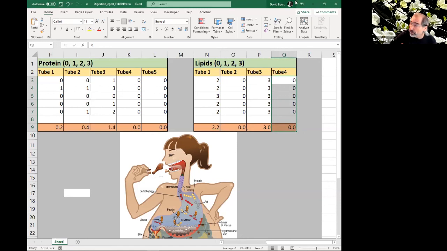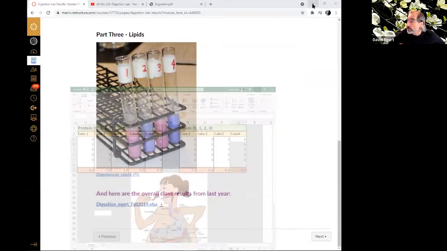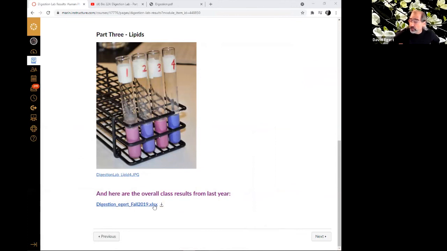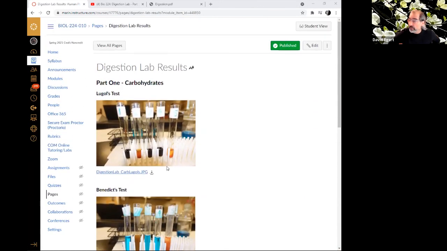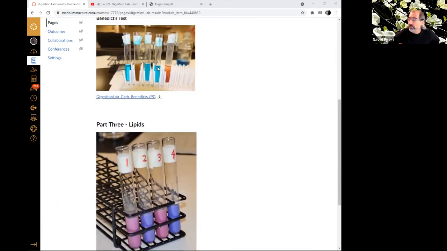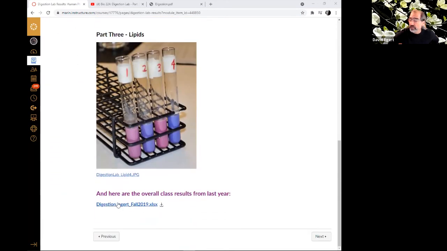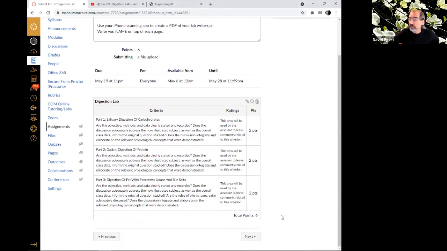So this spreadsheet will be useful in your write-up. You want to use this data to support the observations that we actually got from that one time we did it in the lab. You want to say, yes, we found that, and that agrees with the greater data that we see across the many different groups. And again, that spreadsheet is right here at the bottom. It's linked on this page, Digestion Lab results. There's pictures of the carbs, pictures of the lipids, and that spreadsheet is just down here at the bottom. And then the next page is just, submit to Digestion Lab.